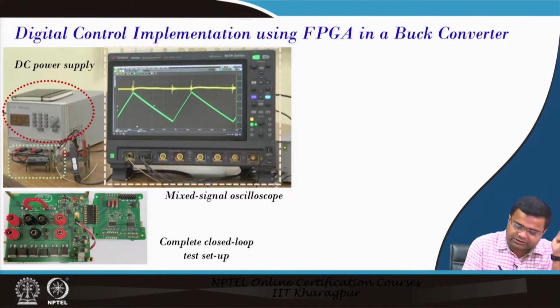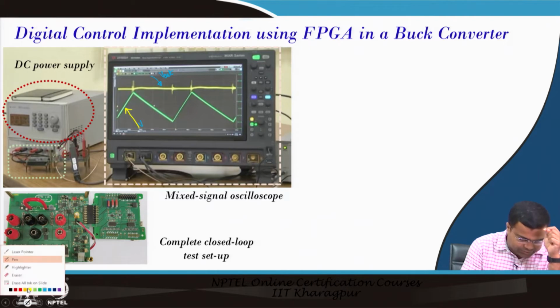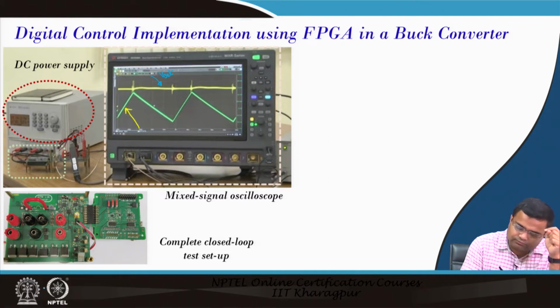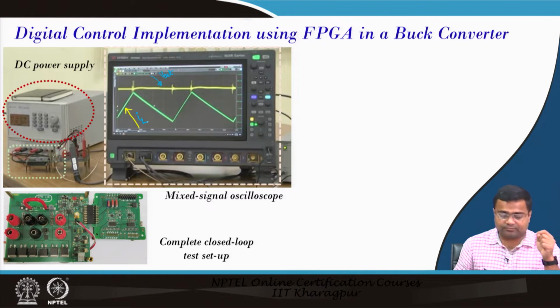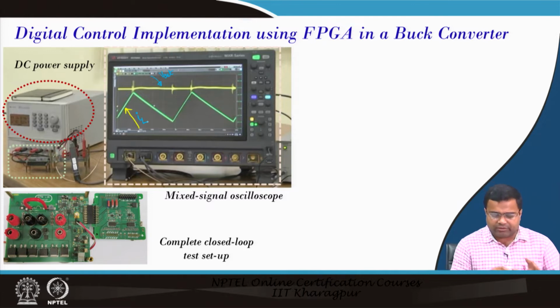So this is our current probe result, inductor current, and we are also displaying the output voltage. This is my V out, and this is my actual inductor current, because we are using a current probe. So this is my actual inductor current IL. Okay. So you can see the periodic waveform, and here the current reference is fixed.